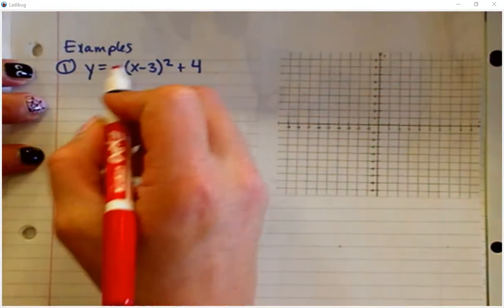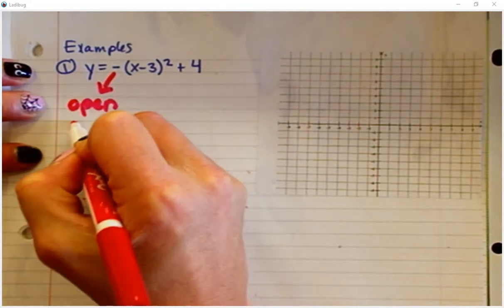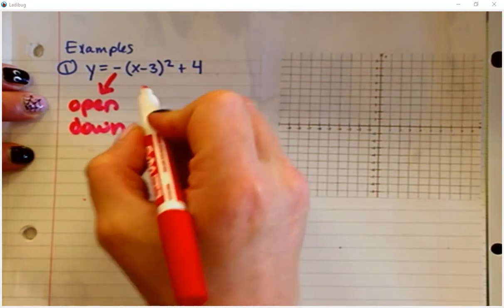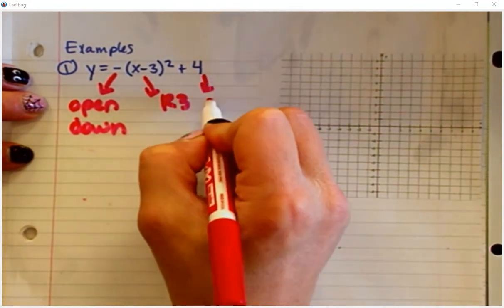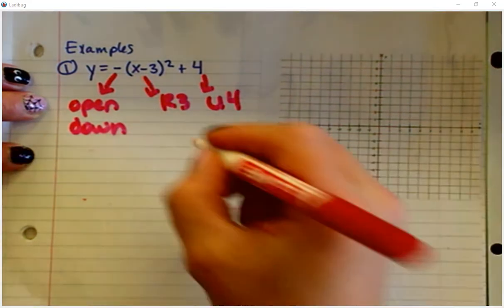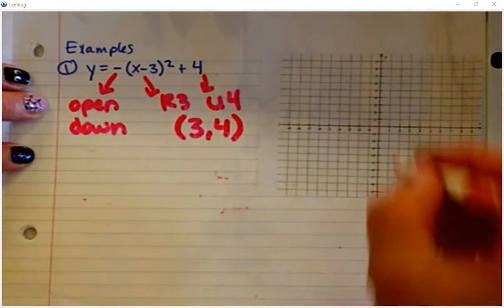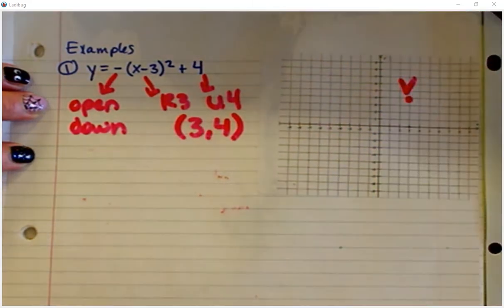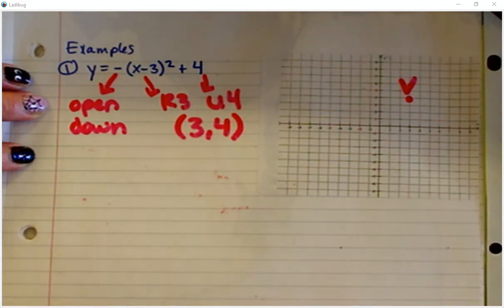All right, so this is a negative, so it's going to open down because it's reflecting the y values. This is going to go right 3 and up 4. So the vertex is going to be 3, 4. 1, 2, 3, 4. So there's my vertex. Now I'm going to try to figure out where the points go.